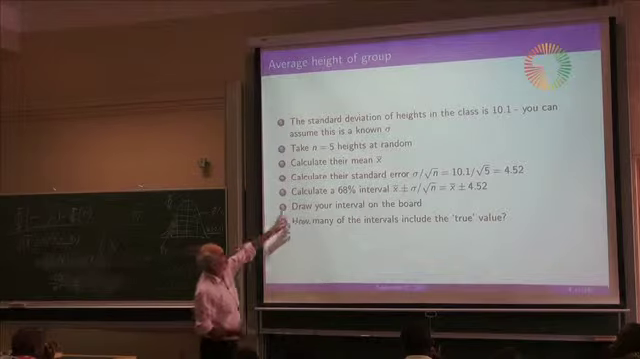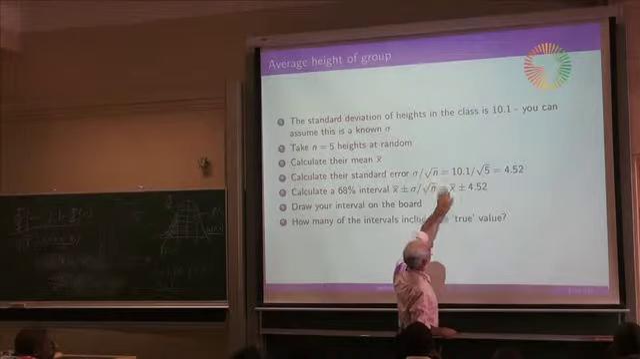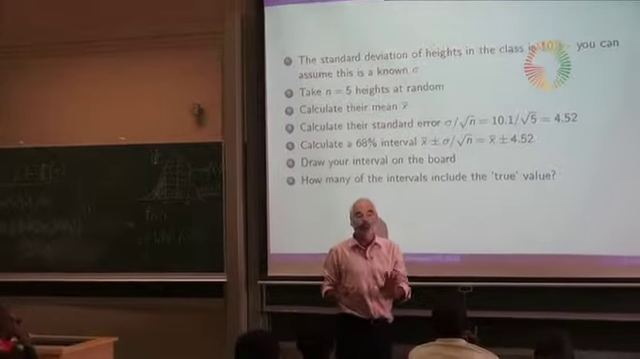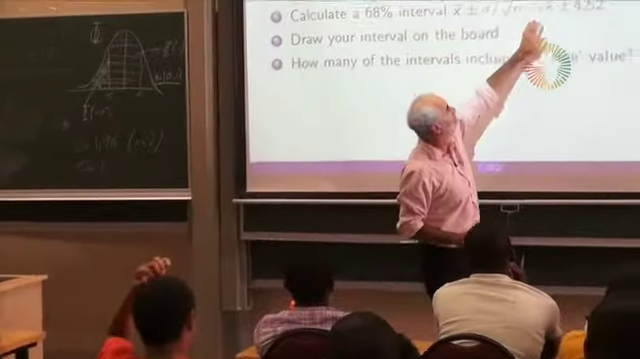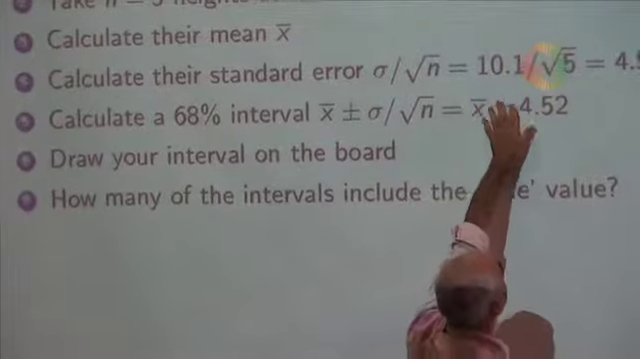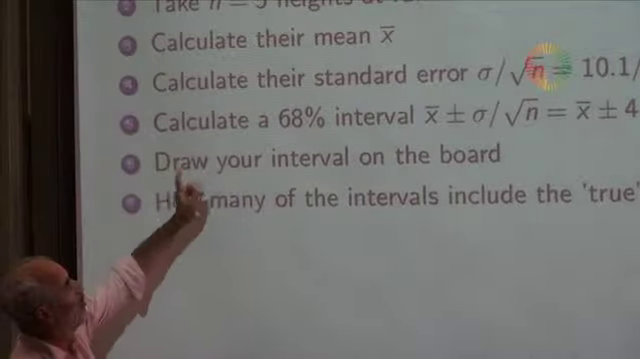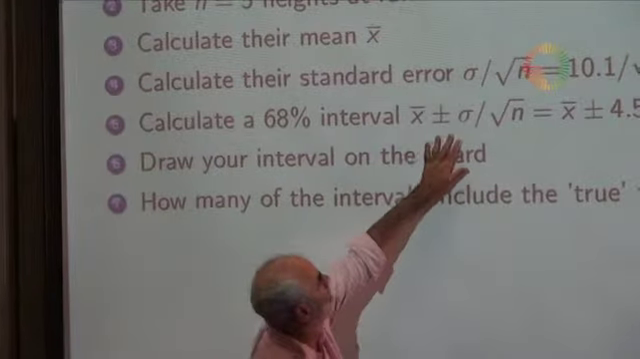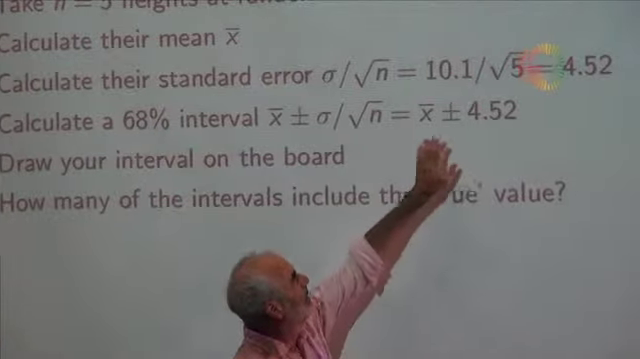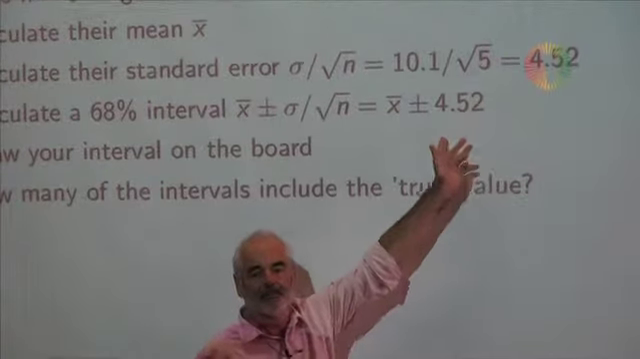Now, to do that, we need to know the standard error. And the standard error is sigma over root n. I'm going to tell you that the standard deviation of your heights is 10.1. So the standard error is 10.1 divided by the square root of 5, which is 4.52. So a 1 standard error interval is just your mean plus or minus this, 4.5 centimeters.